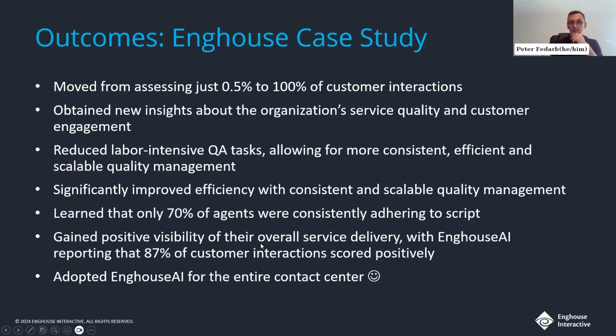They gained positive visibility over their service delivery and reported that 87% of the customer actions scored positively. So again, getting that feedback of the voice of the customer, which we'll cover off in a little bit as well, is also quite key, where you can understand whether that was a positive or a negative interaction. And the good news for us is they adopted the Enghouse AI within the Insight contact centers. They've moved all of their agents across, but starting with that pilot enabled them to dip their toe in the water and see some results.